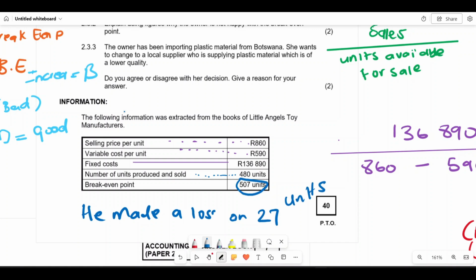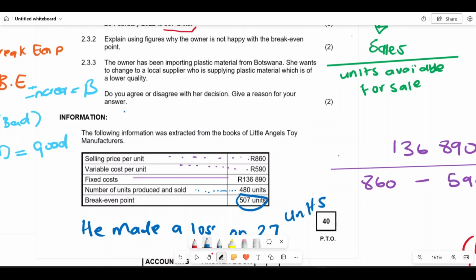So first, you're going to state that he is not happy, the reason being that the number of units produced and sold is less than the break-even point, meaning that he made a loss on 27 units. Now the owner has changed. The owner has been importing plastic material from Botswana. She wants to change to a local supplier who is supplying plastic material of lower quality. Do you agree or disagree with her decision?